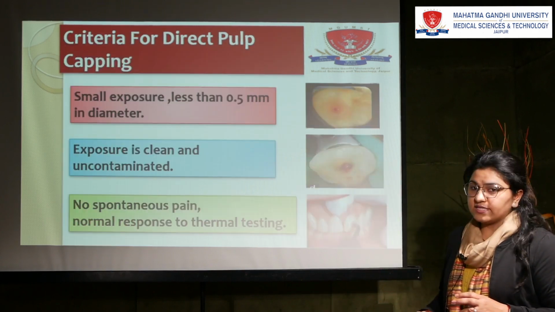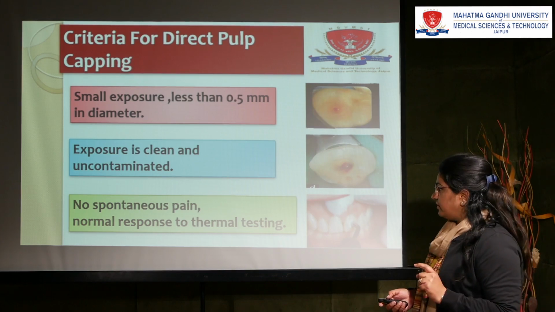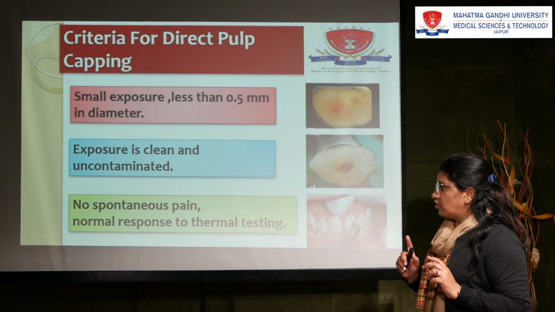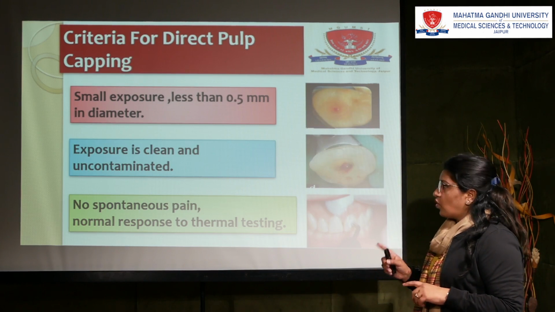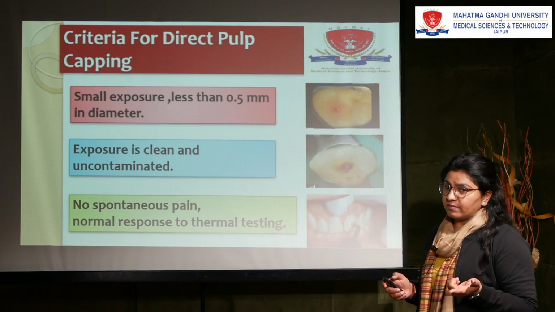So the criteria or the indications are: there should be a small exposure which is less than 0.5 millimeters. The exposure is clean and uncontaminated. No spontaneous pain, normal response to thermal testing. So all these criteria have to be checked while going for the direct pulp capping procedure.